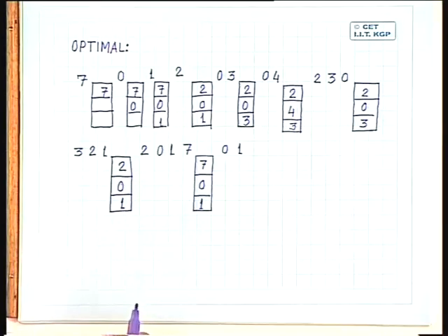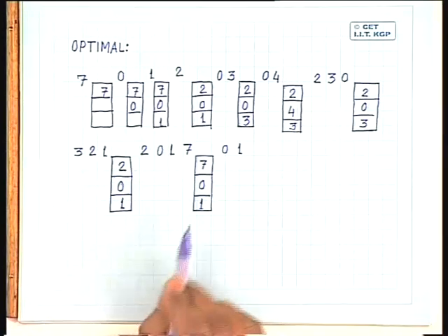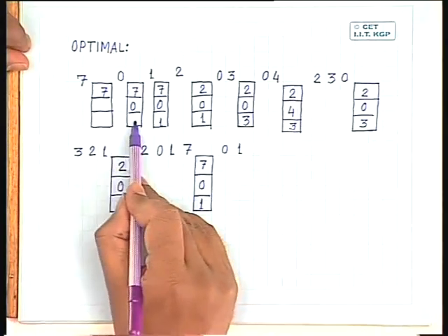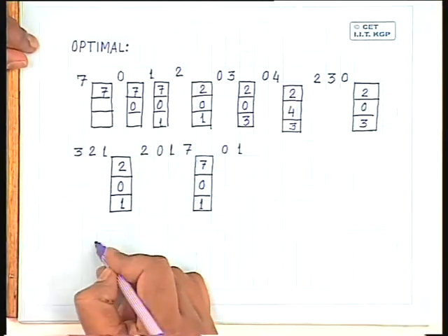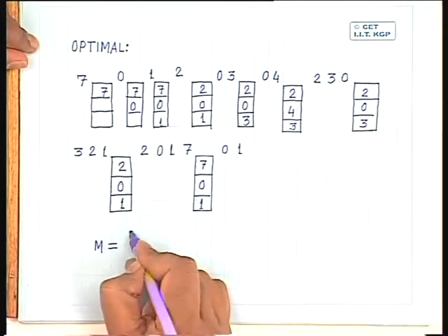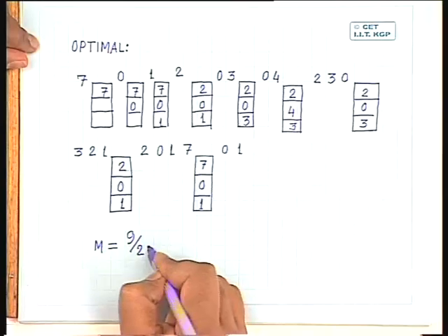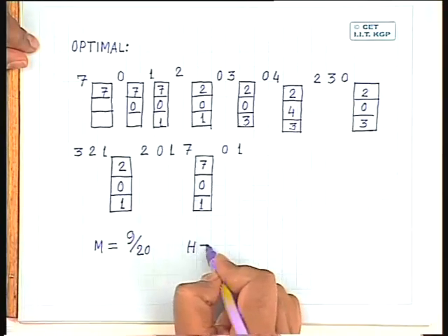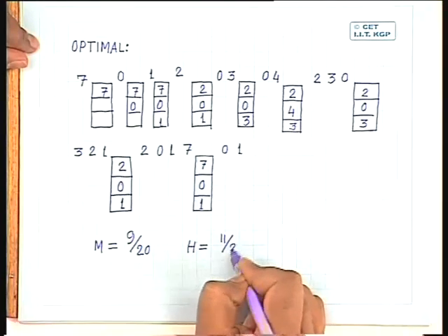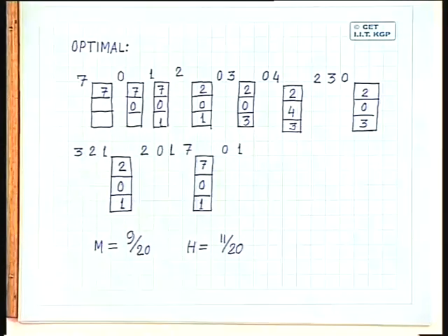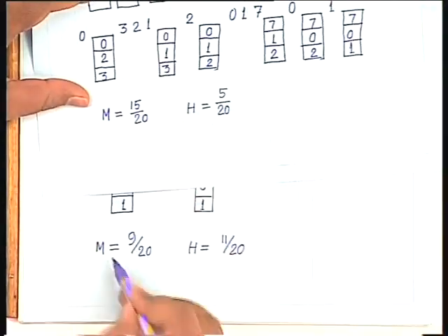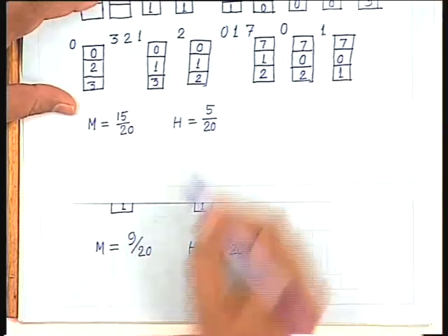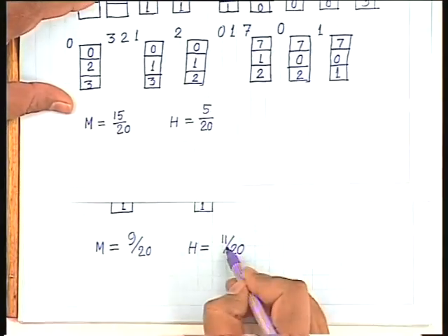So here you find that out of 20 total references, I have miss in 1, 2, 3, 4, 5, 6, 7, 8, 9. 9 cases. So the miss ratio is 9 by 20, and obviously hit ratio will be 11 by 20. Right? And which is a significant improvement over this FIFO technique. In case of FIFO, I had 15 misses. In this case, I have only 9 misses. Here, I had only 5 hits. In this case, I have 11 hits.